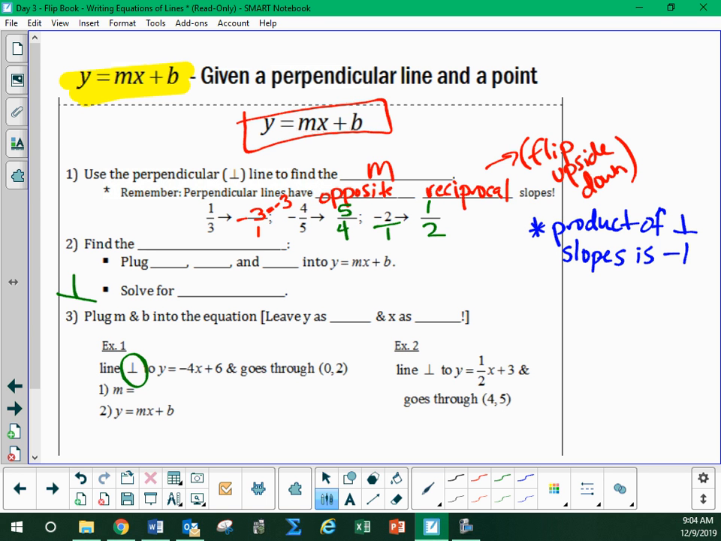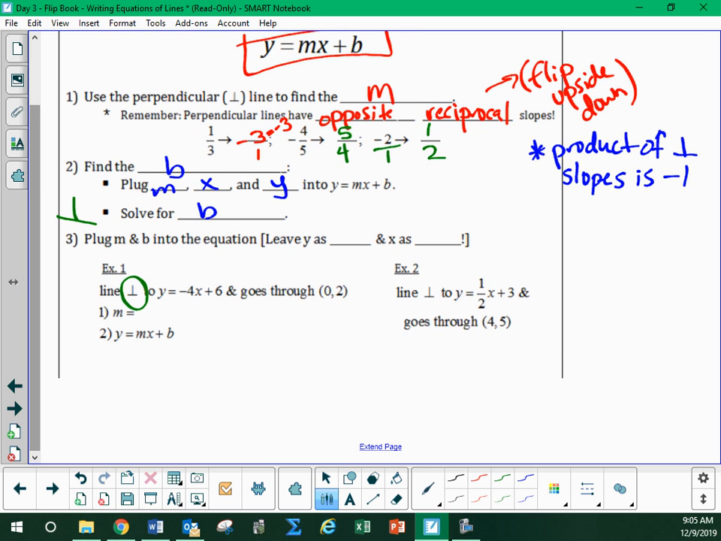Okay, so again, our process is find slope, which for perpendicular lines, we do opposite reciprocal. And then we're right back to where we were. We have point, we have a slope, we just plug it all in. So now we have to find the y-intercept, our b value, plug in our slope, plug in our x, plug in our y, and solve for b. So it's just like before. So we have to first find our slope, and then we just plug it all in.